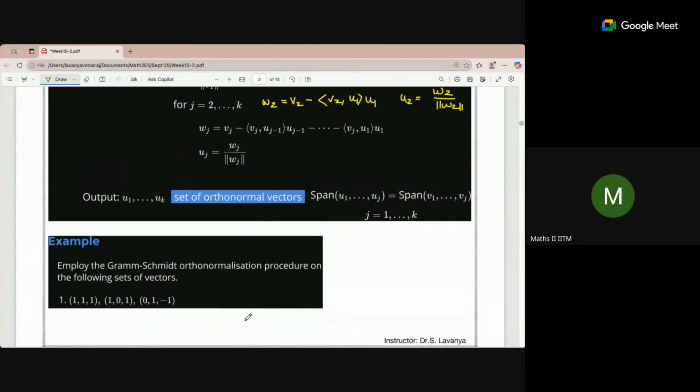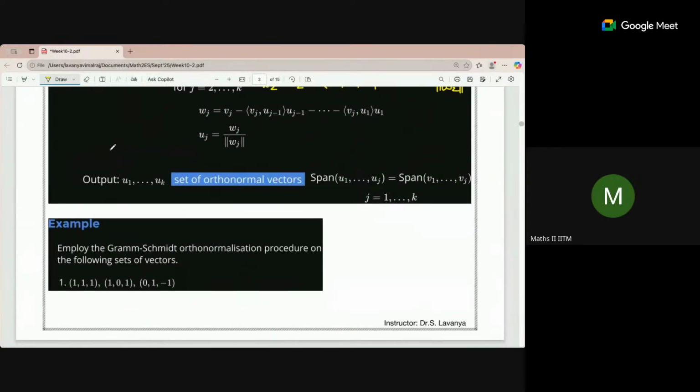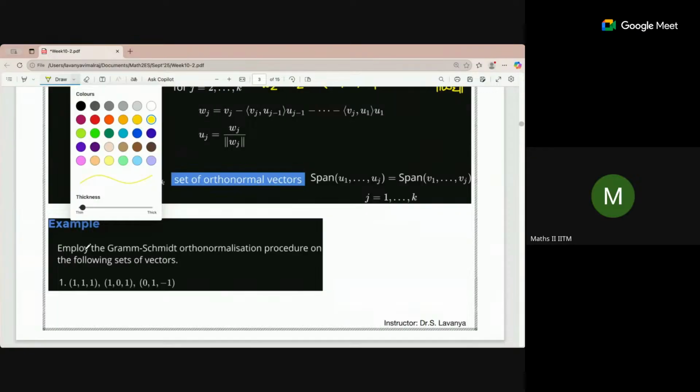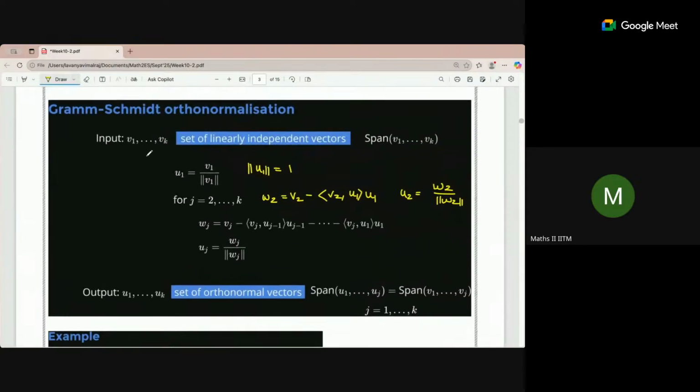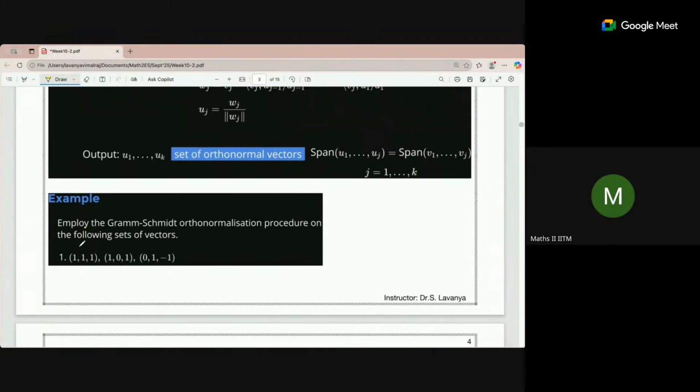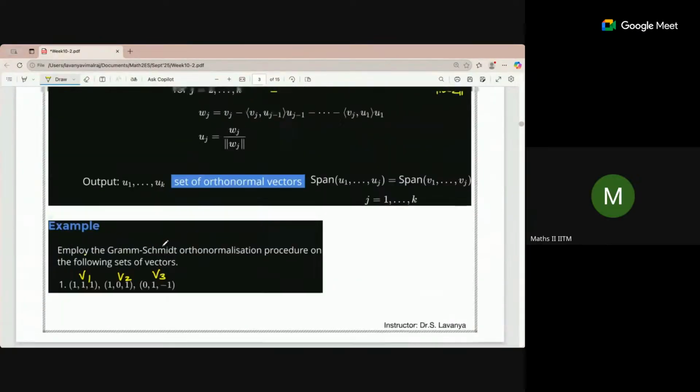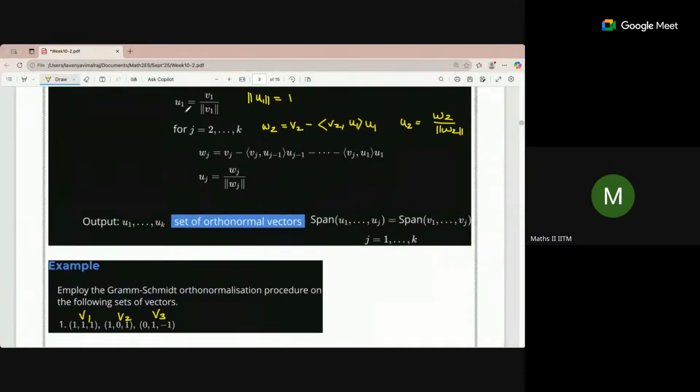So, let's try to understand it with an example here. We are given a set of vectors. Let us call them v1, v2, v3. Can you all first compute what is u1? Everyone, please compute what is u1.